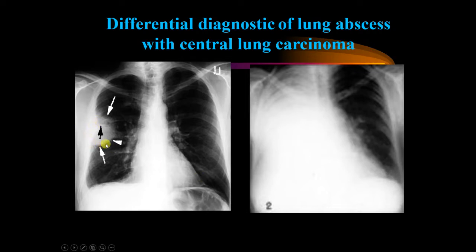On this picture you can see the abscess with the horizontal level of gas inside of the abscess, and here you can see complete atelectasis of the right lung, because the central cancer is blocking the passage of air and leads to the formation of complete atelectasis of the right lung.